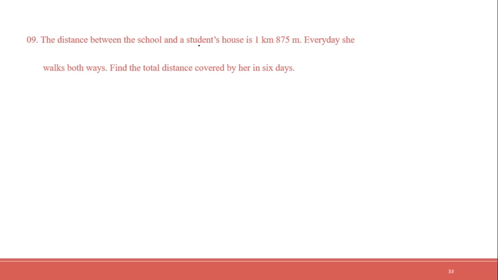The distance between the school and a student's house is 1 kilometer 875 meters. That means here is the home and here is the school, right? And the distance is 1 kilometer 875 meters. Every day she walks both ways. Find the total distance covered by her in 6 days.